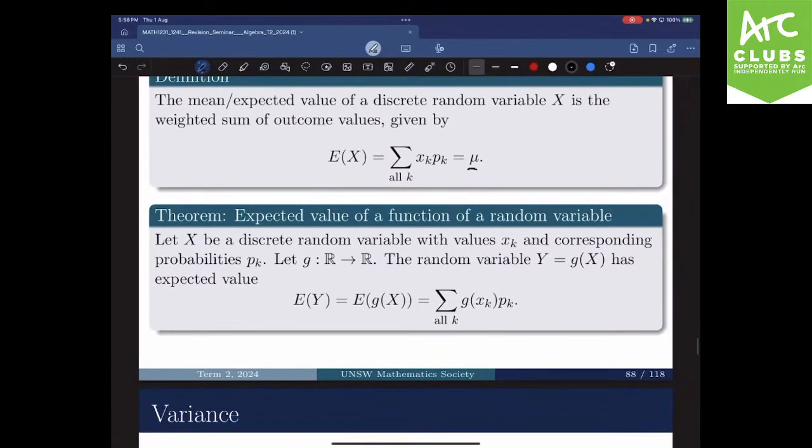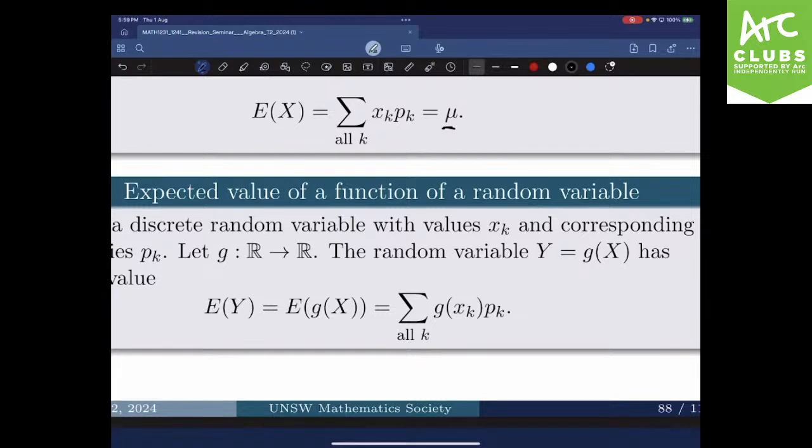Theorem: expected value of a function of a random variable. This is saying that when we have another random variable that is defined in terms of a variable we know, for example, our random variable Y is equal to g of X, we say that the expected value of Y is equal to the expected value of g(X). This is equal to taking all of my data points x_k for all k, evaluating them in the function g first, and after evaluating all of these data points, multiplying by the probability again and summing across all k, and that gives me the new expected value.